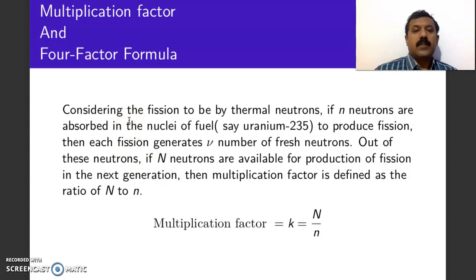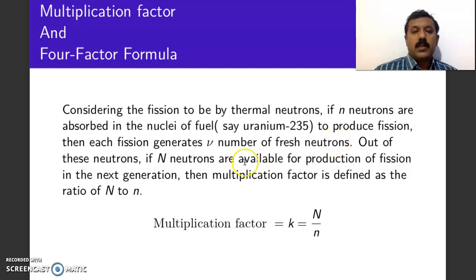Considering the fission of uranium takes place by thermal neutrons, if a small n number of neutrons are absorbed by uranium-235 to produce fission, and each fission generates nu fresh neutrons, then the total number of fresh neutrons generated will be equal to the product of n and nu. And all these new neutrons will be fast neutrons and they cannot produce further fission in uranium-235. Therefore, these neutrons are to be thermalized. That means their energies should be brought down to thermal energy.